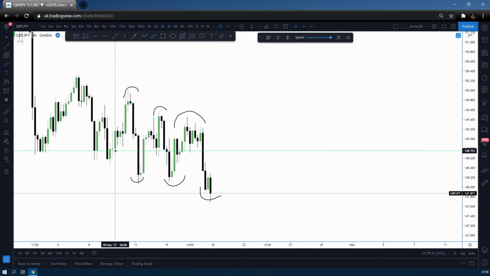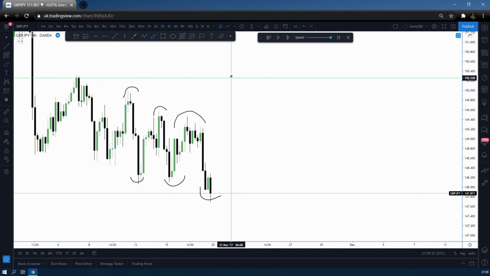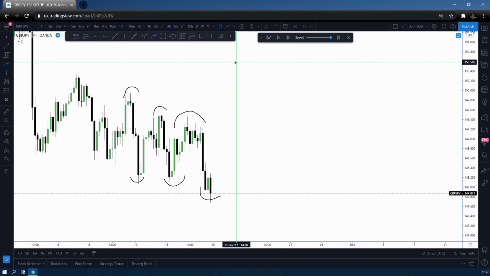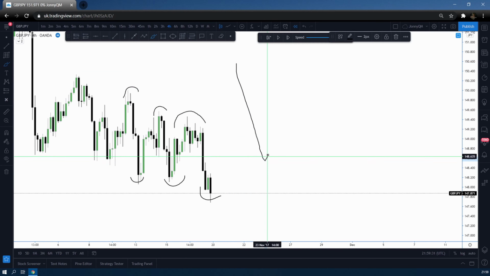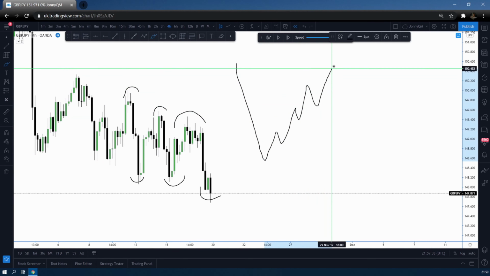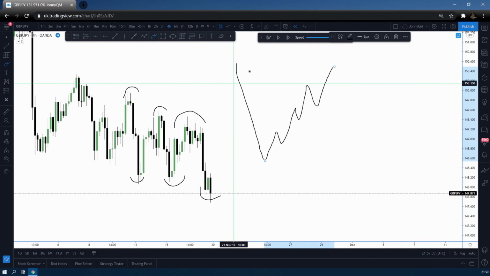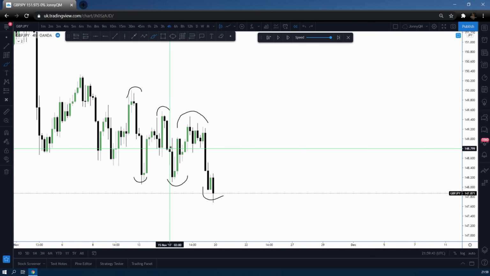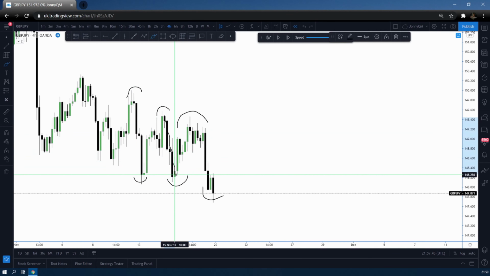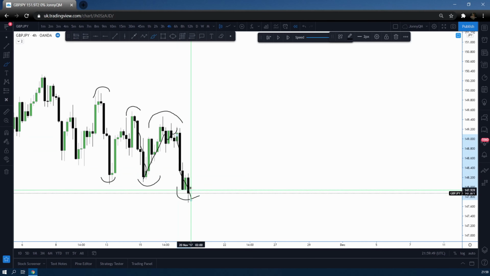Now, based on what I told you before about the impulses and the corrections, the impulses are a lot longer and faster than the corrections. The corrections take probably double the time. And in this case, you can see that is spot on. It's literally taken double the amount of candles to create this lower high as it has to create this low. Once again, impulse down takes a lot longer to do the correction. And boom, new impulse down.